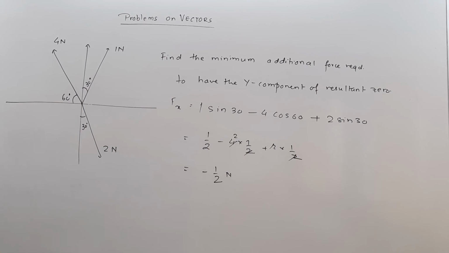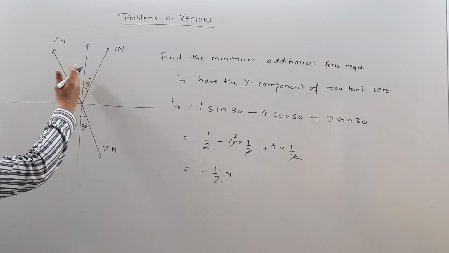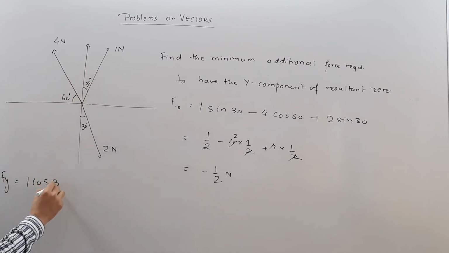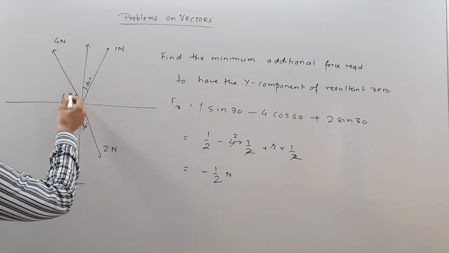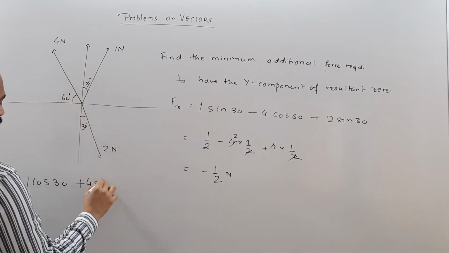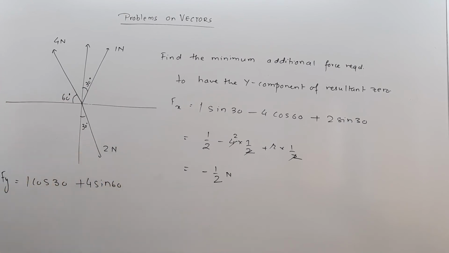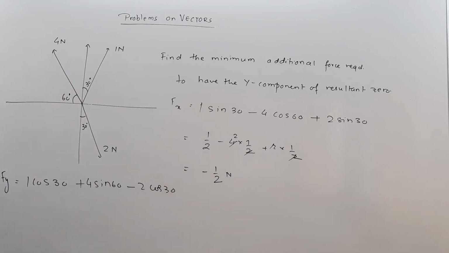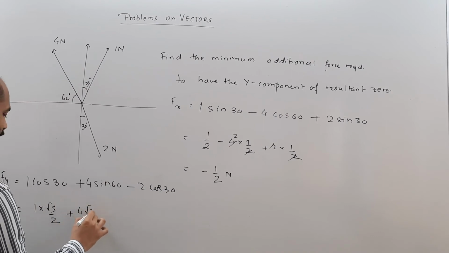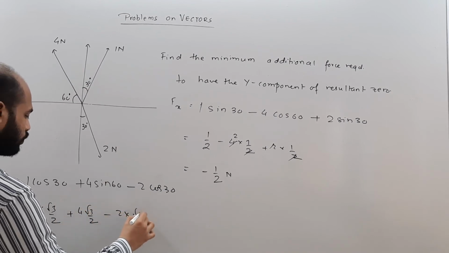Let's find the net y component too. If I find the net y component, this is going to be 1 cos 30, positive because it is along positive y. This is going to be 4 sin 60 because 60 is here, and this is going to be 2 cos 30 but minus. So now you can clearly see that 1 cos 30 would be 1 into root 3 by 2. This is going to be 4 into root 3 by 2 minus 2 into root 3 by 2.